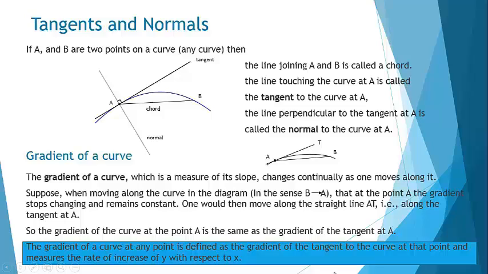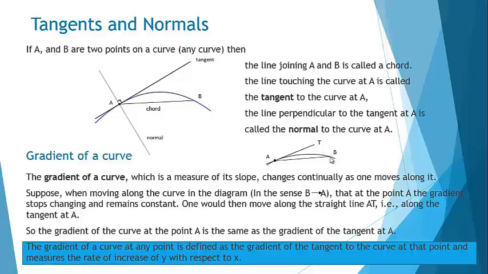Gradient of a curve. The gradient of a curve, which is a measure of its slope, changes continually as one moves along it. Suppose when moving along the curve in the diagram, in the sense B tends to A, that at the point A, the gradient stops changing and remains constant. One would then move along the straight line AT, that is, along the tangent to the curve. So if you look at this diagram, AB is the chord and AT is the tangent.